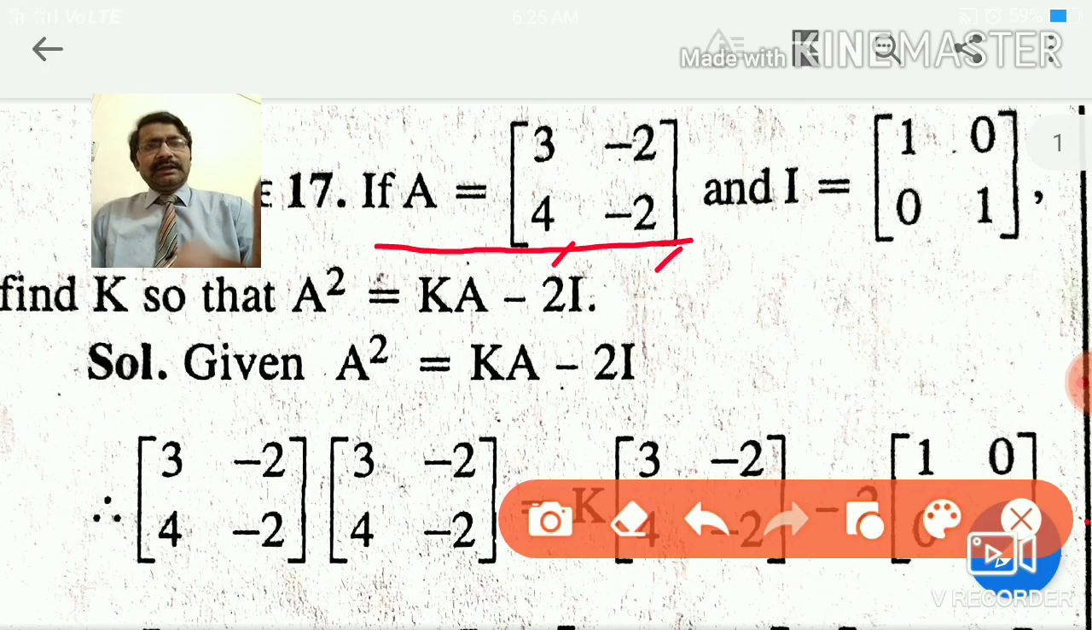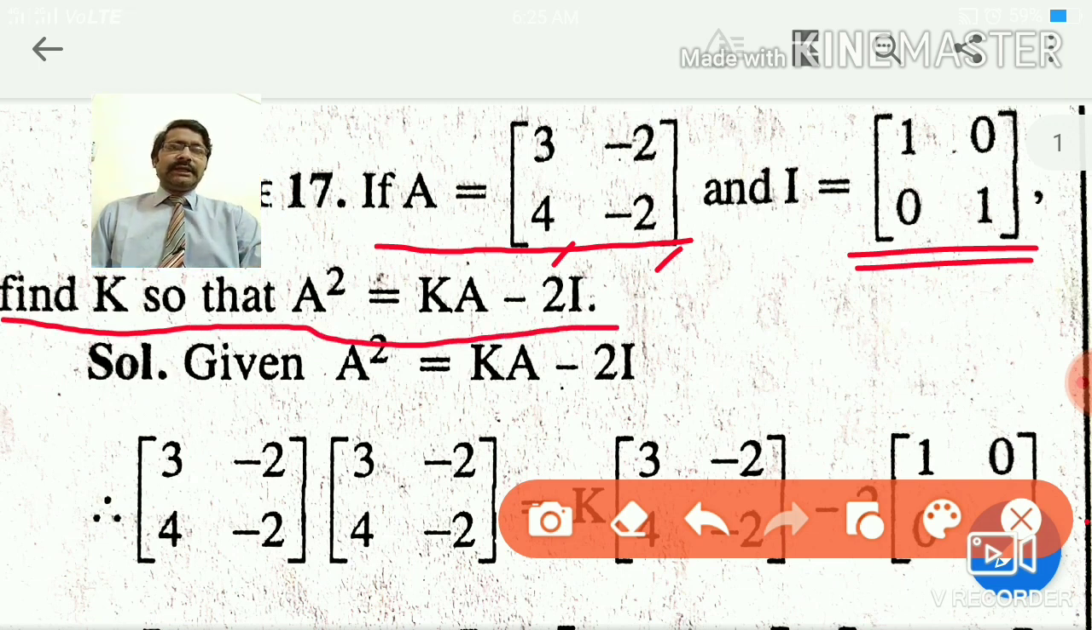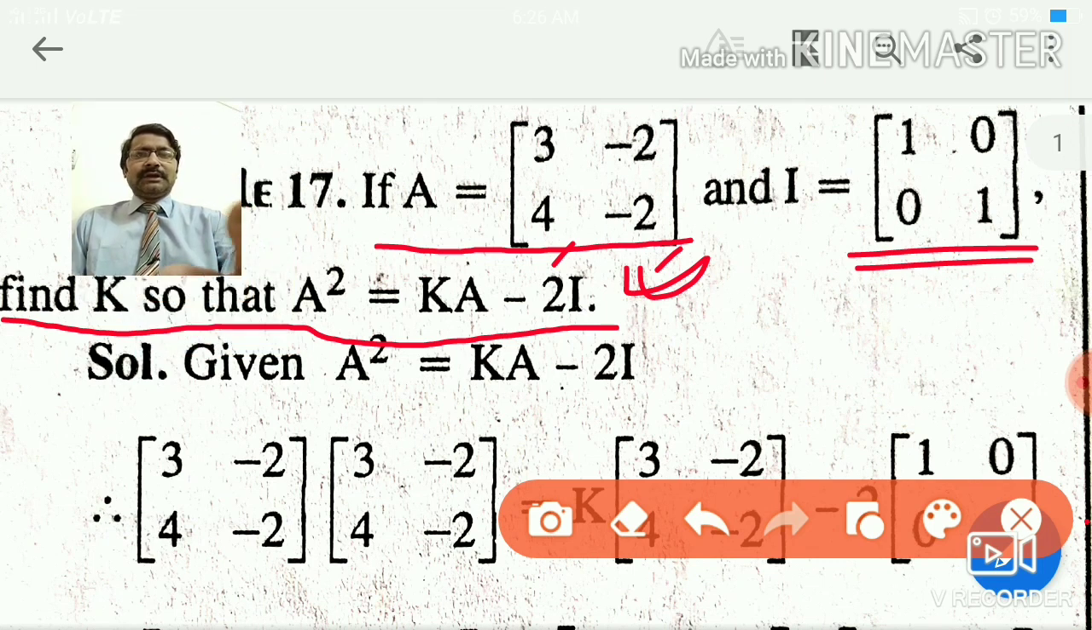Look here, if A equals 3, minus 2, 4, minus 2, and I is given to you as the 2 by 2 identity matrix, you have to find K so that A square equals KA minus 2I. This equation is given to you, and you have to find the value of K. So how can we find K?